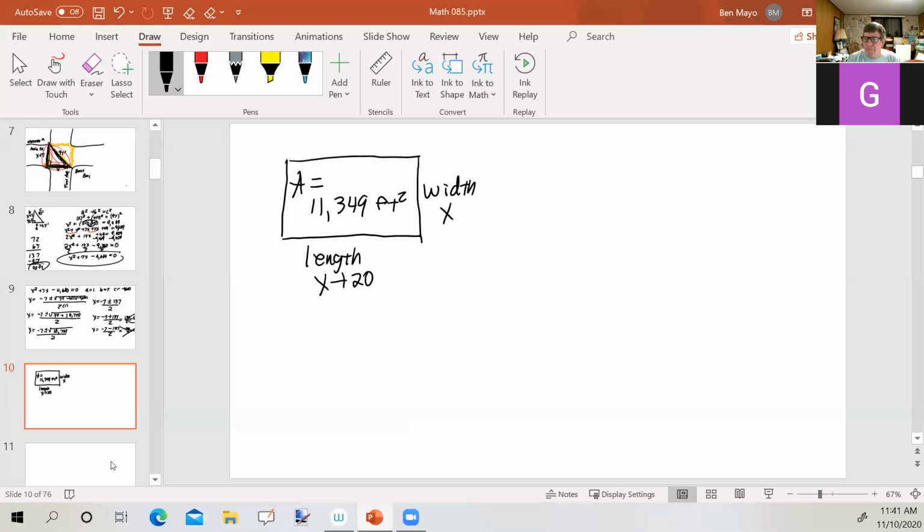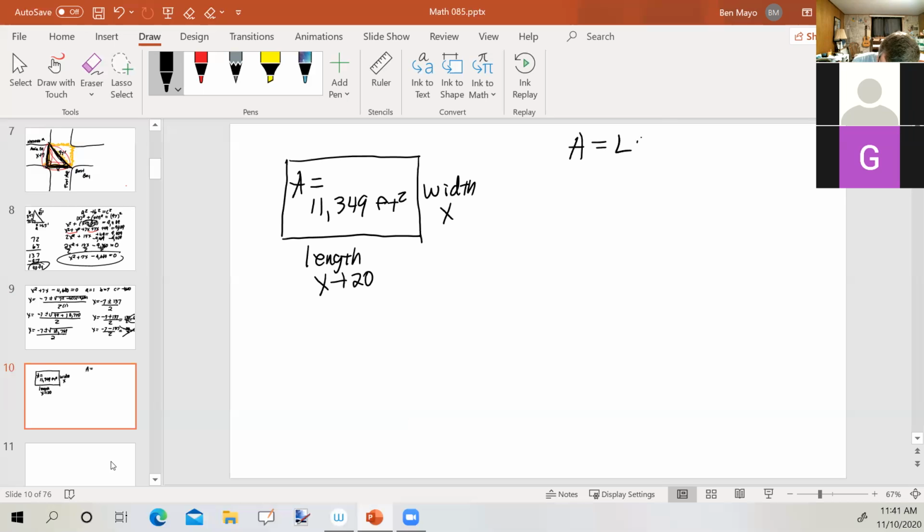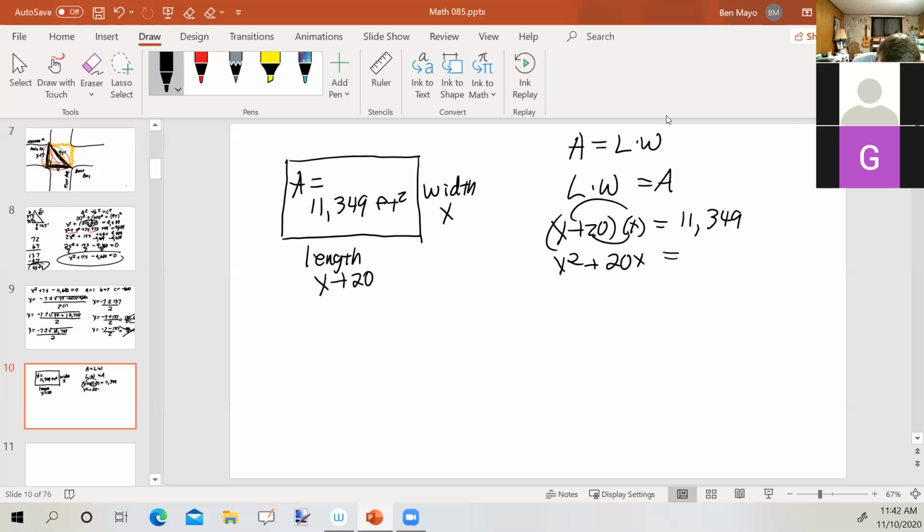All right with that? Yes. We're dealing with a rectangle where area equals length times width. So I'm going to actually write it length times width equals area because I like to have my variables on the left. So I'm going to have X plus 20 times X equals 11,349. So there is our equation. X times X is X squared. X times 20 is 20X equals 11,349.